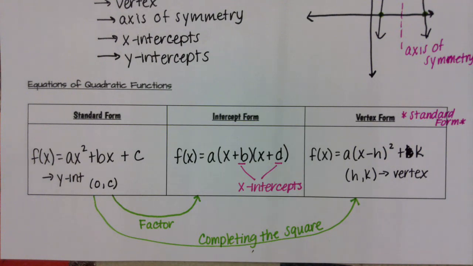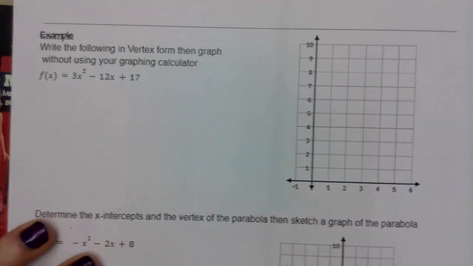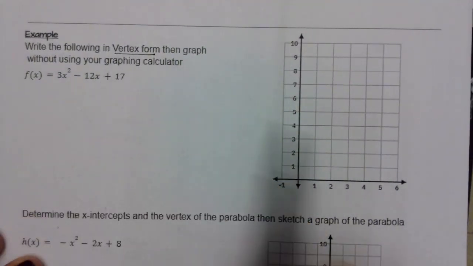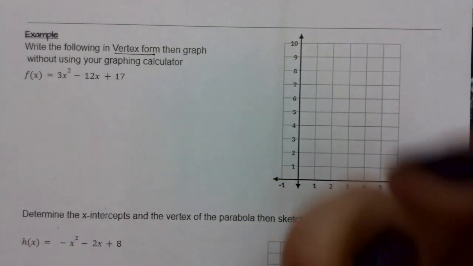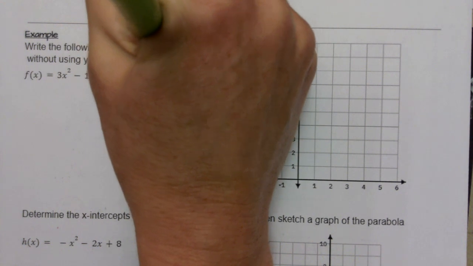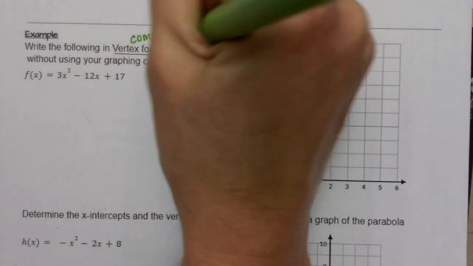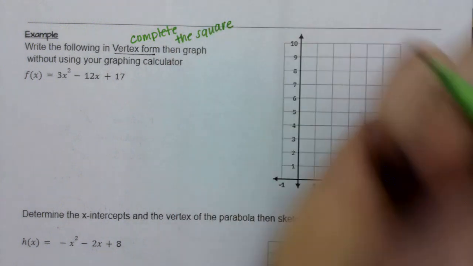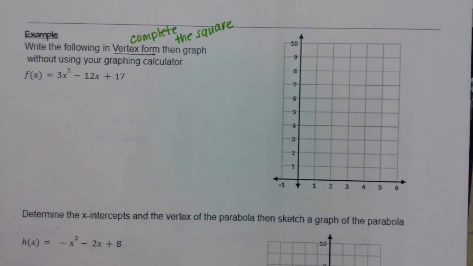Okay, you can't do it with 2, you can't do it with 1, you have to do it with 3. So here we go. Our first problem says write the following in vertex form, then graph using your graphing calculator. So when I want to go to vertex form, that means I have to complete the square. Haven't done it in a while. It was from chapter 1. Okay, if you need to go back in your notes, it's from chapter 1.